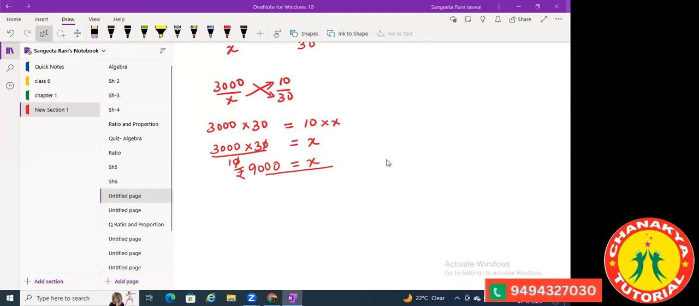I reduced this. I divided: 10 ones are 10, 10 threes are 30. I have just 3 here. So 3 into 3000 will give me 9000. So that means I get my value of x to be 9000. So that means in 30 days, Ekta is earning 9000.